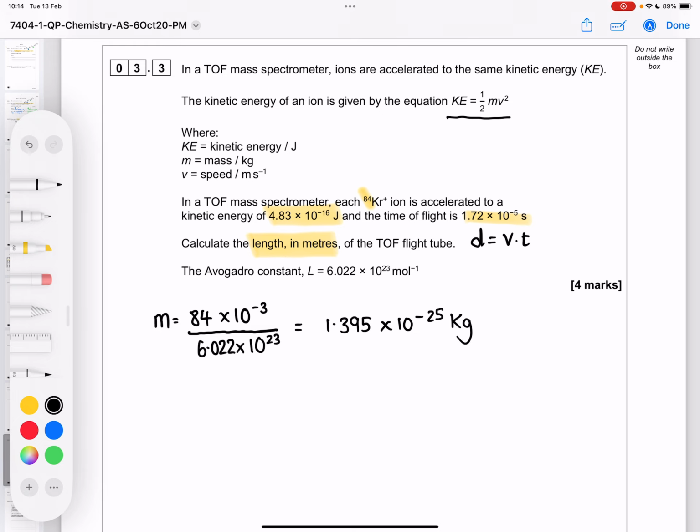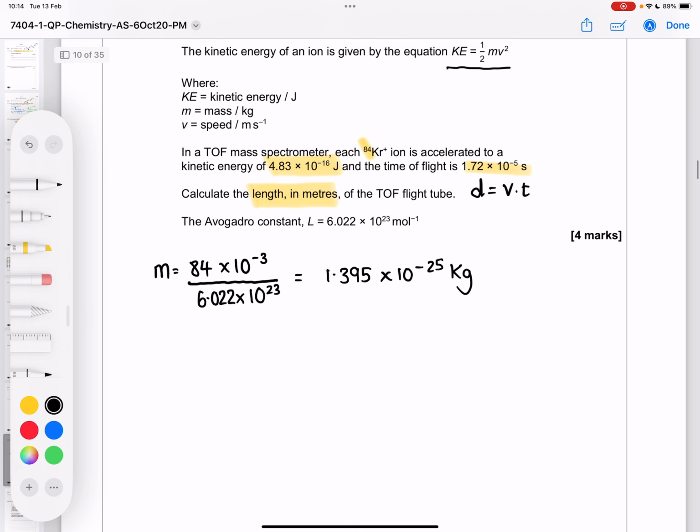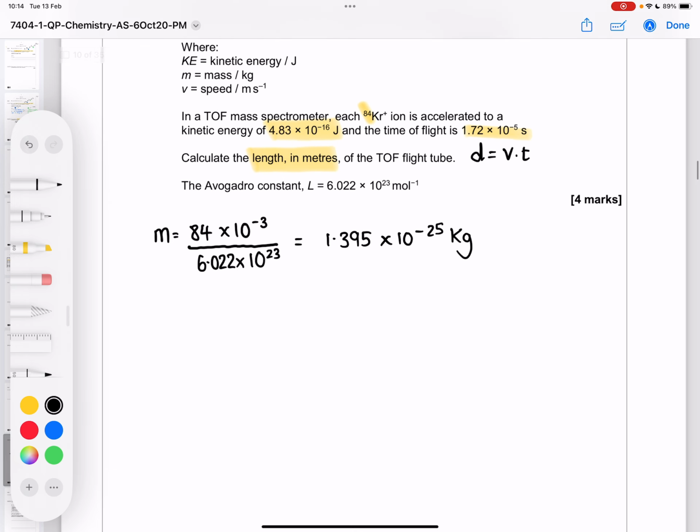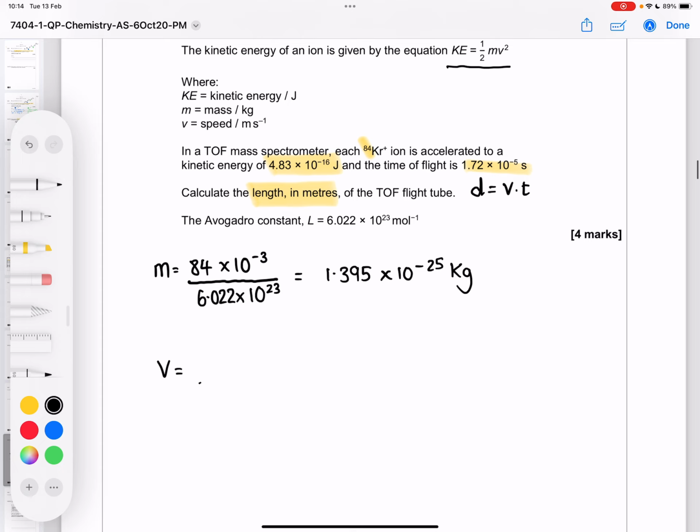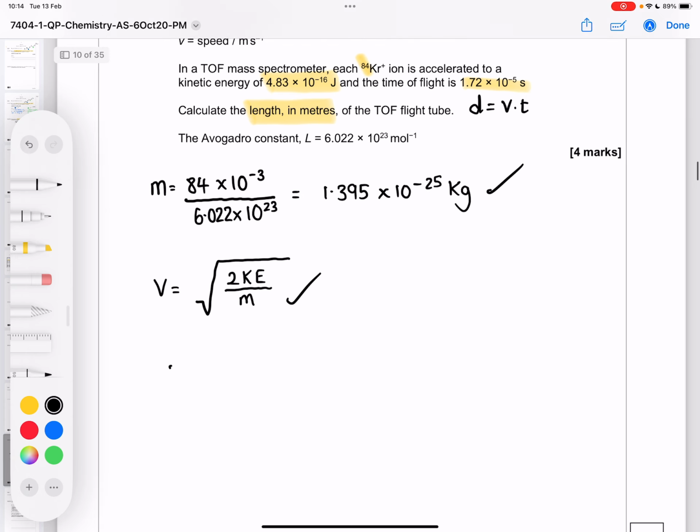Now, because we're trying to find distance, and distance is related to the velocity and the time, I'm going to have to rearrange the kinetic energy expression to say v equals. Now, if kinetic energy is a half times mv squared, then v would be the square root, because I'd have to get rid of that squared sign, of 2 times the kinetic energy, so bring the half to the other side, it becomes double, divided by the mass. So I've got 2 marks so far. I'm going to put my numbers in.